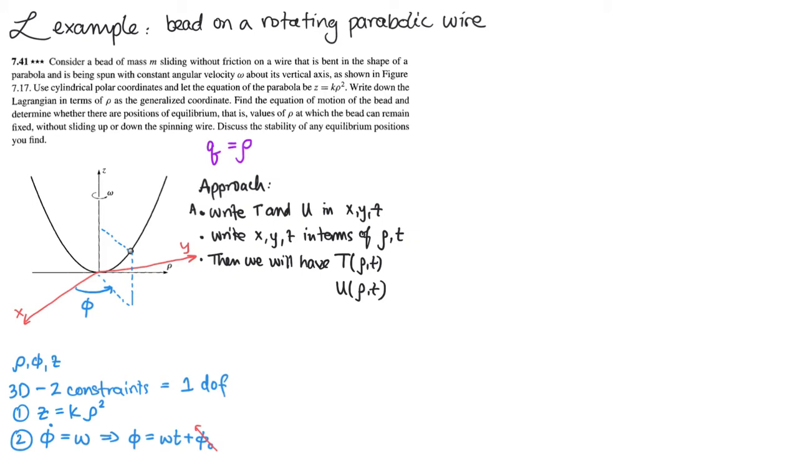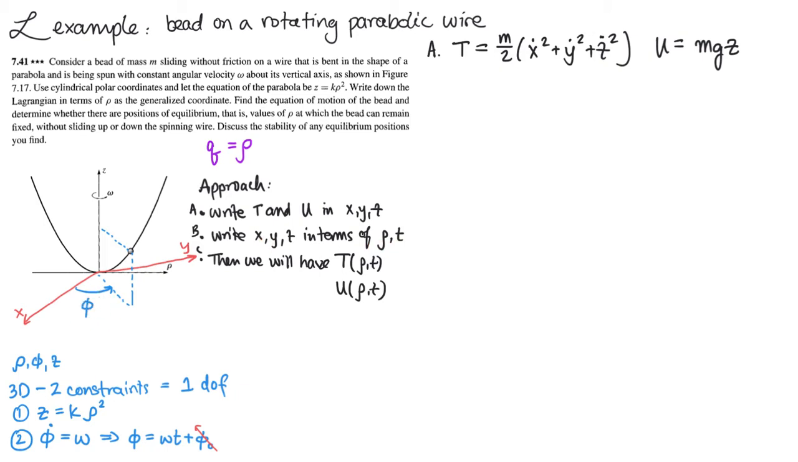we'll call this steps A, B, and C. Step A is just to say that T is m over 2 times x dot squared plus y dot squared plus z dot squared. And U is mg times the height, and the height is simply z. Okay, so now we're on to step B, writing x, y, and z in terms of rho and t.